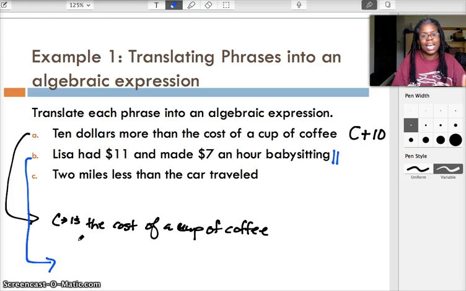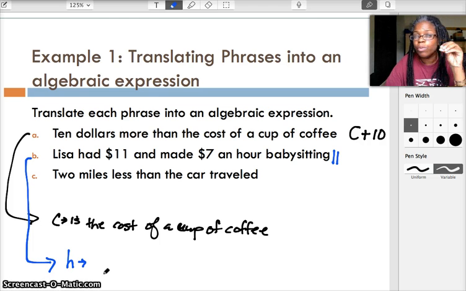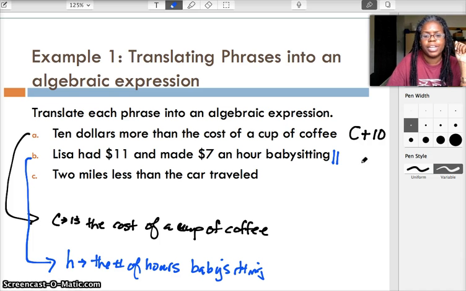So what we need to do is think of a way that we can write an expression that would accommodate all these changes in hours. So hours would definitely be the thing that is varying, that changes. So we need to define it. So I'm going to let H be the variable that I'm going to use. And H is not hours, but the number of hours. The number of hours babysitting. All right. So now that we've defined our variable, let's see how we can incorporate it into this expression.